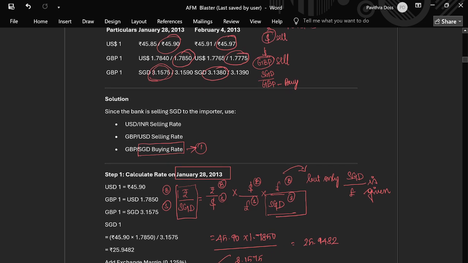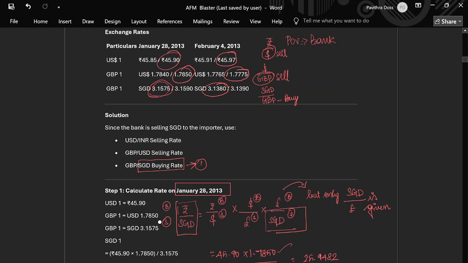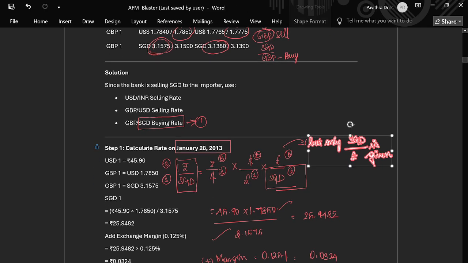Next, we are going to buy GBP, which means here we are going to sell GBP. So sell means we'll take it as the highest because it is from the point of view of the bank. And here we are going to sell GBP, which means we are going to buy USD. So here again we are going to sell USD, right? So we'll take the higher rate. Okay, so that is the point here, but anyway I will explain it one more time.